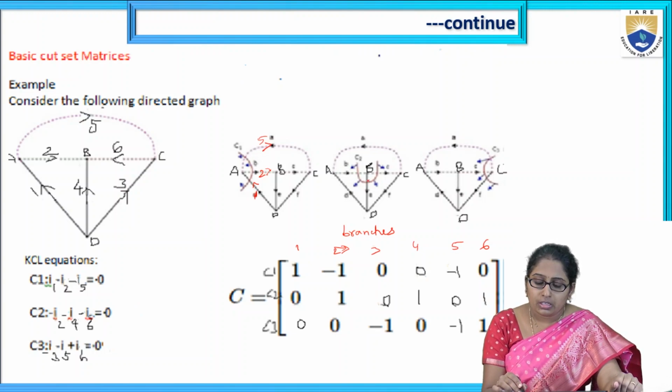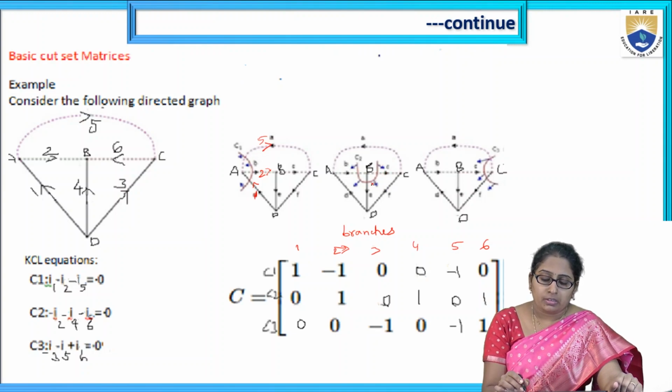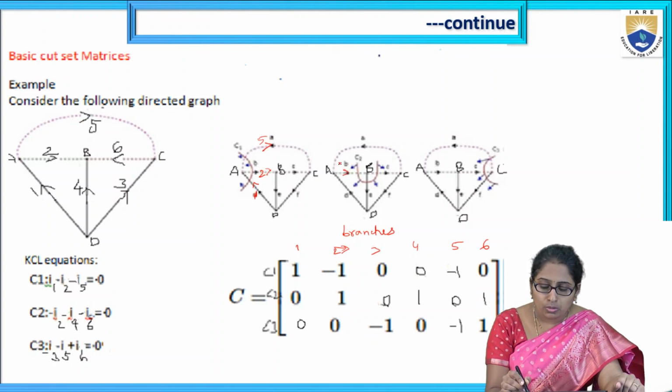Next, about cut set 2. Same thing: assume the orientation for cut set 2. I have taken downward, shown with blue color. Now write down the equation for C2. This is branch 2, this is 4, and this is 6. First, I2 direction is opposite to the C2 direction, so minus I2. Next, I4 direction is also opposite to the C2 direction, so that's minus I4.